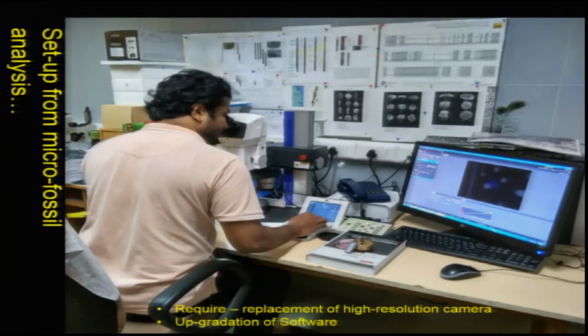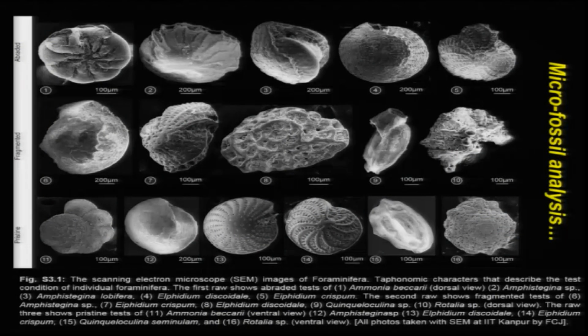Okay. And we also took help from paleontological studies. Mainly we did microfossils in the lab, and these microfossils helped us in justifying that the sediments were carried from the deeper part of the ocean and deposited along the coast.